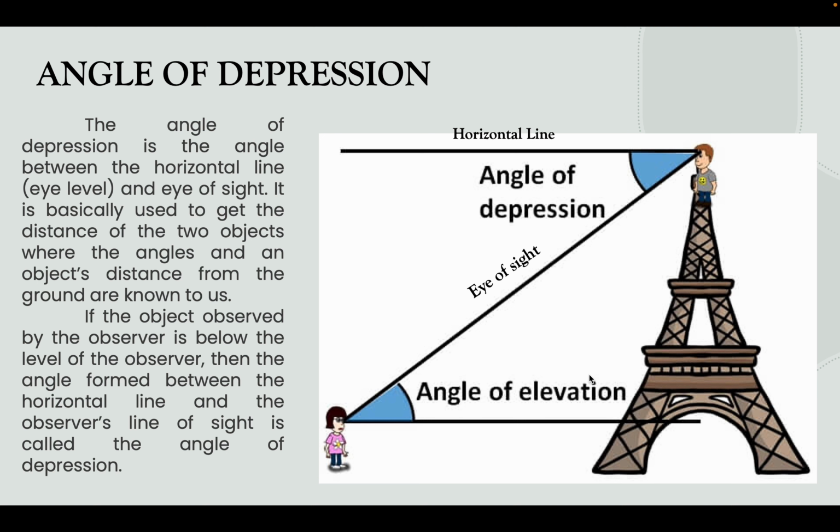The angle of depression is the angle between the horizontal line, or the eye level, and the line of sight. It is basically used to get the distance between two objects where the angles and an object's distance from the ground are known to us. If the object observed by an observer is below the level of the observer, then the angle formed between the horizontal line and the line of sight is called the angle of depression.